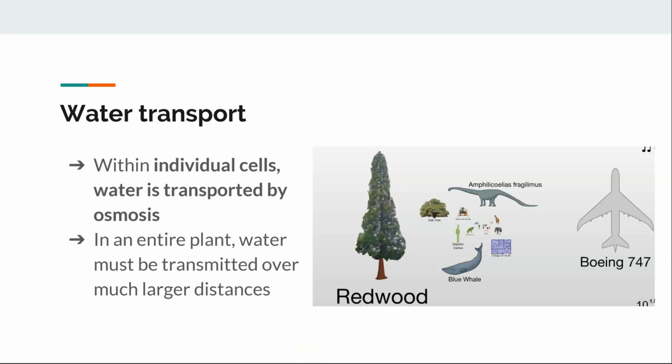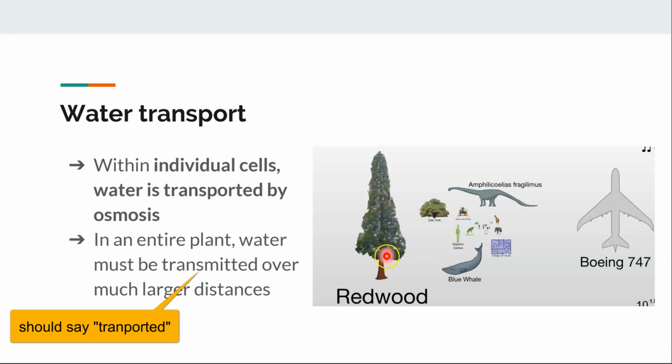For this lesson, we're going to be looking at water transport in plants. Now, within individual cells, water is transported by osmosis. But in an entire plant, water must be transported over much larger distances. Now, how large are we talking about?